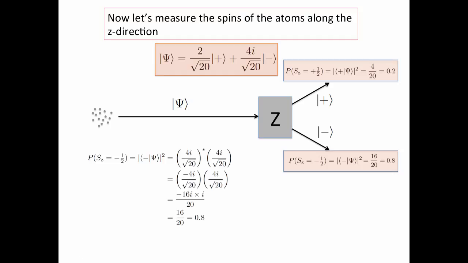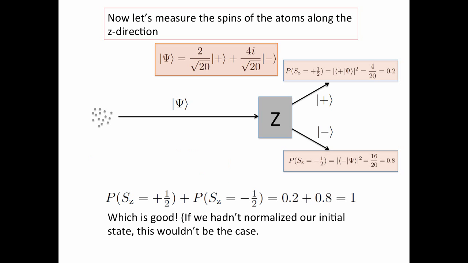Now there's a very important check you should do when performing calculations like this, and that is you should make sure that your probabilities add up to 1. Physically, all of your atoms are passing through the detector, so 100% of them should emerge either in the top beam or the bottom beam. So the probabilities have to add up to 100% or 1. And here they clearly do. 0.2 plus 0.8 is 1.